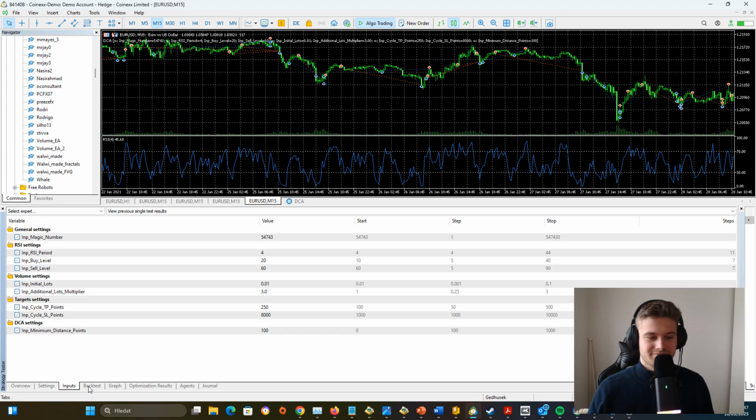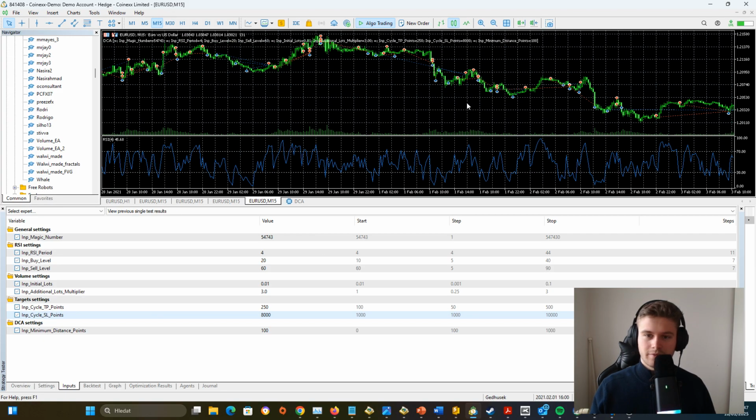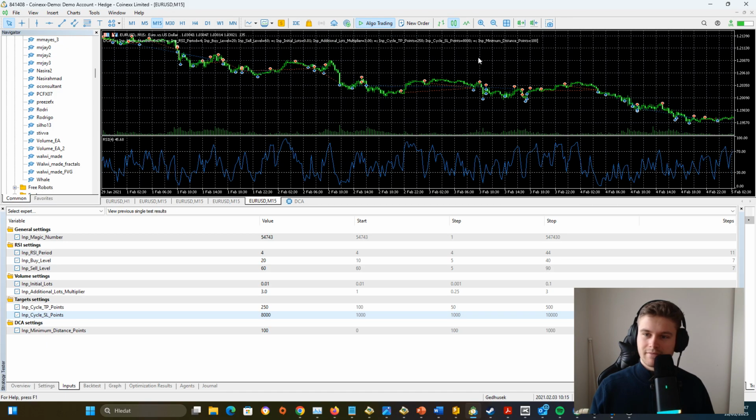So the input cycle stop loss is 8,000. Take profit is 250 points. So the risk reward ratio is not great, but with DCA EAs, this is always the case. So that's not something we should base our review on, let's say.